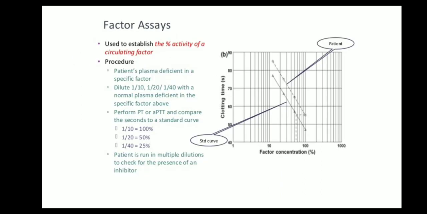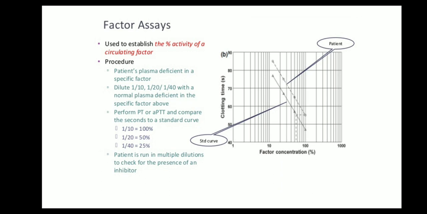Now coming to factor assay, it is used to establish the percentage of activity of circulating factor. Procedure goes like this: patient's plasma is collected and it is diluted with a normal plasma which is deficient in the specific factor. The dilutions done are 1:10, 1:20, 1:40. Then we perform PT or APTT and compare the seconds to the standard curve. These tests are called mixing curves because we are mixing the patient plasma with the normal plasma which is deficient in the specific factor.